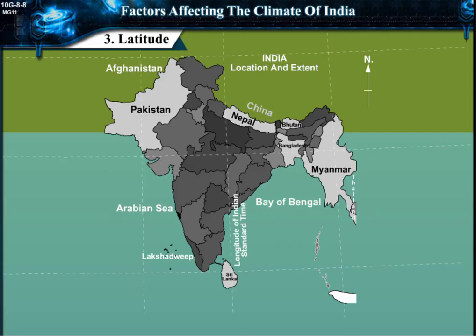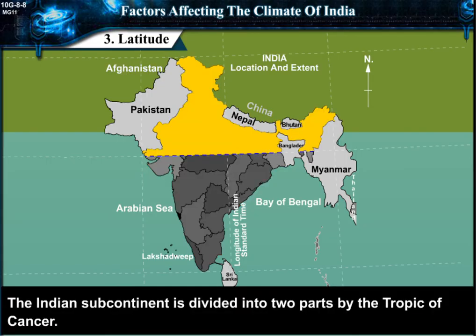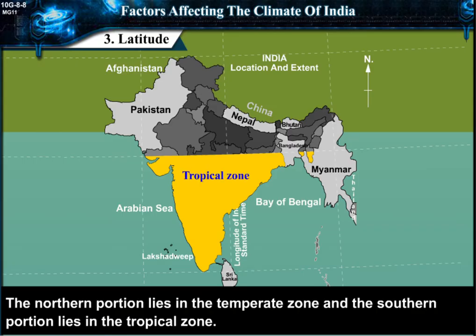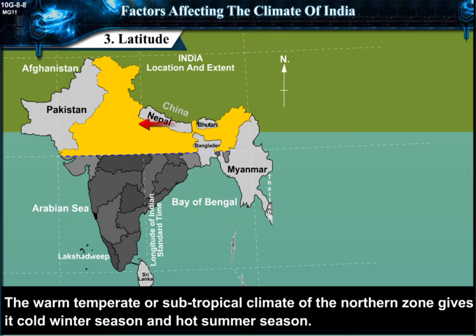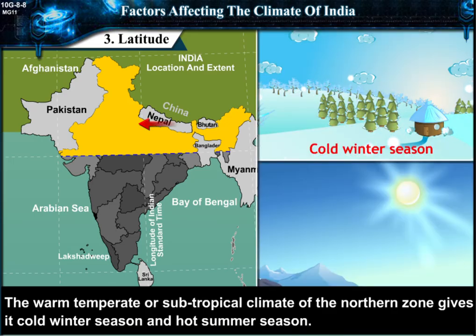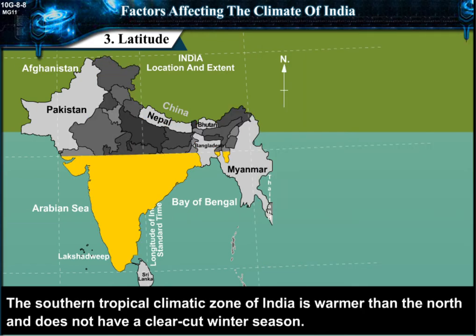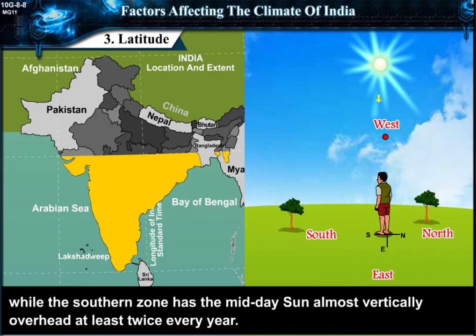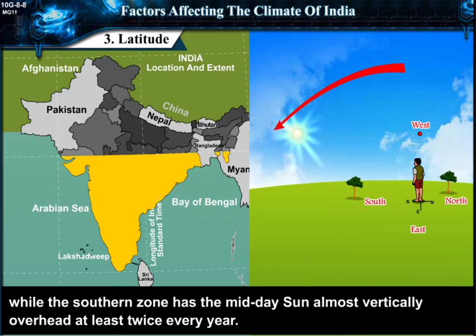3. Latitude. The Indian subcontinent is divided into two parts by the Tropic of Cancer. The northern portion lies in the temperate zone and the southern portion lies in the tropical zone. The warm temperate or subtropical climate of the northern zone gives it cold winter season and hot summer season. The southern tropical climatic zone of India is warmer than the north and does not have a clear-cut winter season. Similarly, the northern zone does not have a midday sun almost vertically overhead during any part of the year, while the southern zone has the midday sun almost vertically overhead at least twice every year.